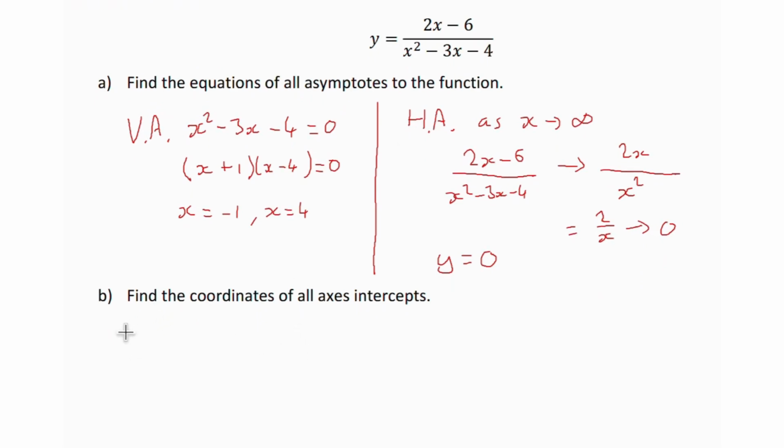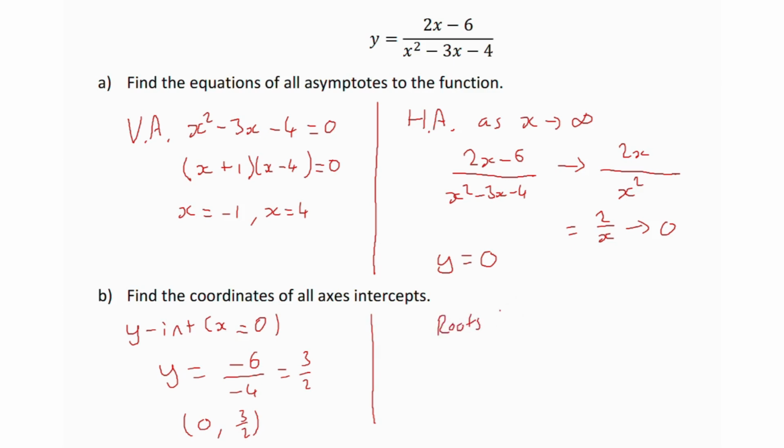Find the axes intercepts. So let's first of all think about the y-intercept. The y-intercept is when x is equal to 0. So we substitute in, y equals minus 6 on the top over minus 4, which is 3 over 2. So our y-intercept is 0, 3 over 2.